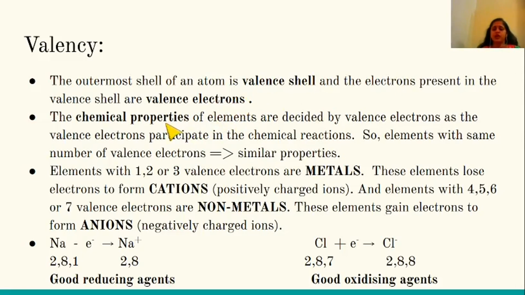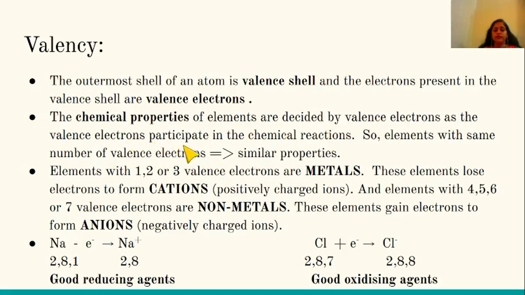So actually, when we are talking about the chemical property of an element, it is always decided by the valence electrons, because it is only the valence electrons which participate in the chemical reaction. The valence electrons either have a tendency to lose them or to gain some more electrons. So the participating electrons are always valence electrons. Therefore, the chemical properties of the elements are decided by the valence electrons.